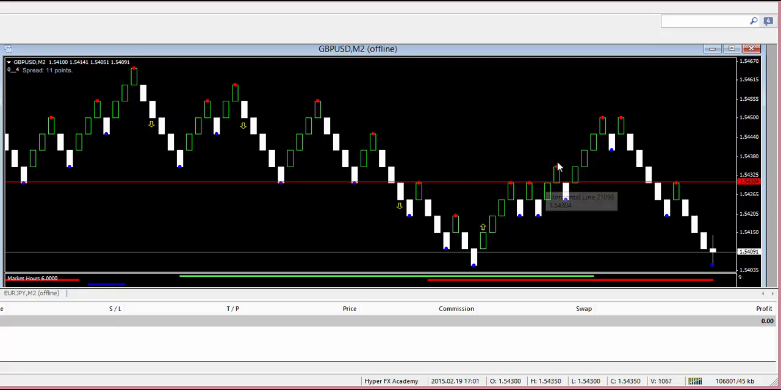And then we had some nice horizontal breaks. At this point, we had another horizontal break. If you had missed this angled break up, you had another opportunity to get in for this horizontal break at this point here. That was a nice trade as well. And then we had a nice down break.